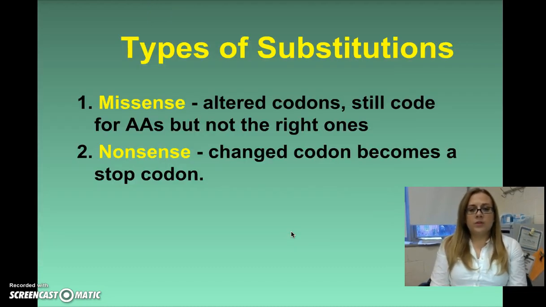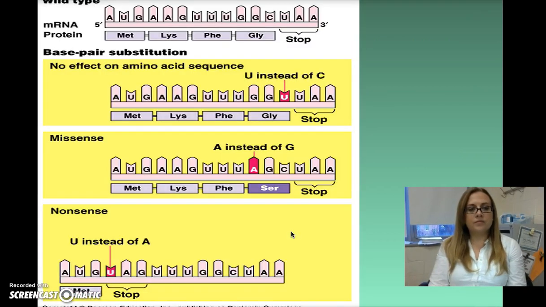There's a couple different types of substitutions that we want to look at specifically. We'll look at missense, and this is when you have an altered codon, but it still codes for an amino acid, it's just not the right amino acid. And then you have nonsense, and this is going to be when you change a codon to a stop codon. So you're not going to continue building the protein as you should. You're actually going to stop building it completely because you've changed a regular codon to a stop codon.